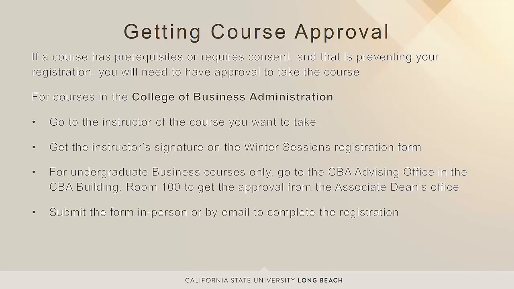For courses in the College of Business Administration, you go to the instructor of the course you want to take. Get the instructor's signature on the winter sessions registration form. If you're signing up for an undergraduate business course, you'll need to go to the CBA advising office in the CBA building, room 100, to get approval from the Associate Dean's office. Once you have these approvals, you can submit the form in person or by email to complete the registration.